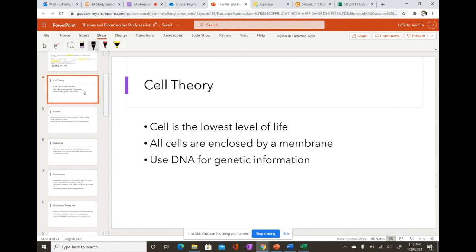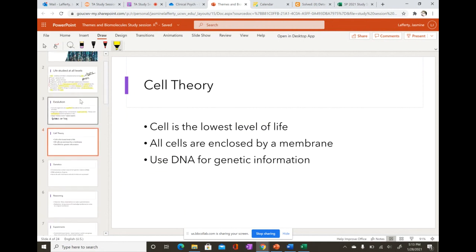All right? Cell theory. We've already talked about this a little bit with the levels of organization, but the cell is the lowest unit of life. So anything below a cell is not alive, like an organelle or an atom. All cells are enclosed by a membrane, which is kind of explanatory. You have to have an encasing on all the goo and the DNA and the organelles that are in the cell. They have to be in a nice little bundle, in a nice little ball. And then in a cell, they have to have DNA, which is used for genetic information.